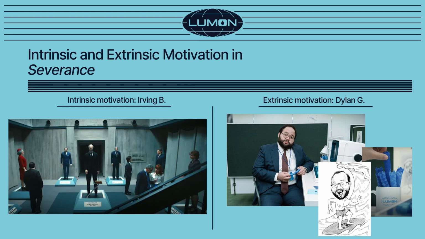So on the left, we have Irving B. He is super intrinsically motivated because he thinks he's doing something good by completing his work, that he's upholding the greatness of Lumen. Here we have a picture of him admiring statues of all the past Lumen CEOs. But on the other hand, Dylan G, he is only extrinsically motivated to complete his work. He likes to earn rewards. The more he completes his data refinement, the more rewards he gets. Here we can see some of them, like the silly character portrait and some finger traps.